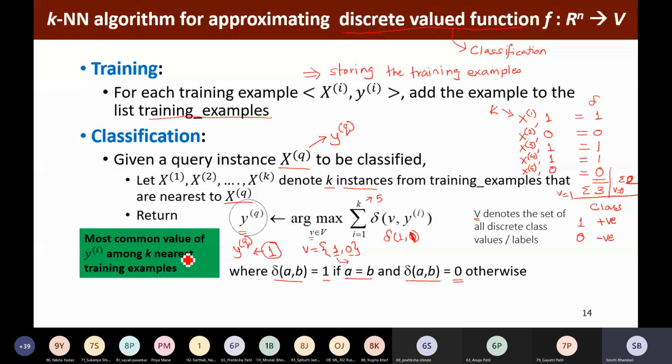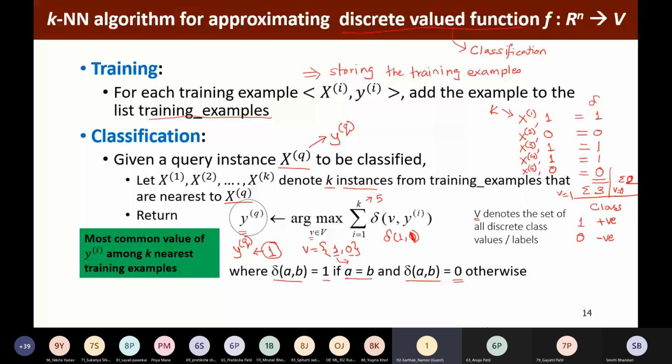I hope you have understood how to interpret this mathematical expression. If you have any doubts, please let me know. Yes.